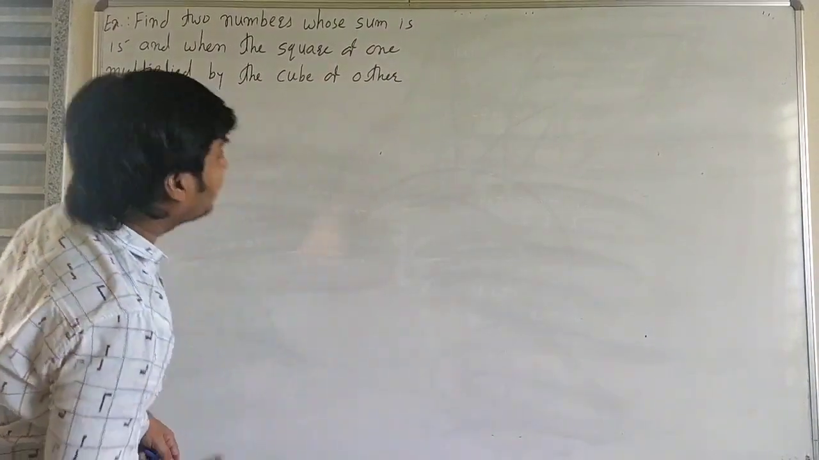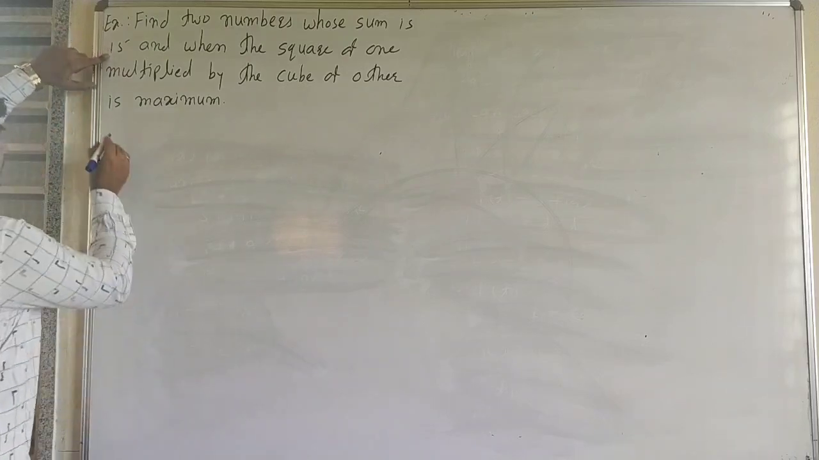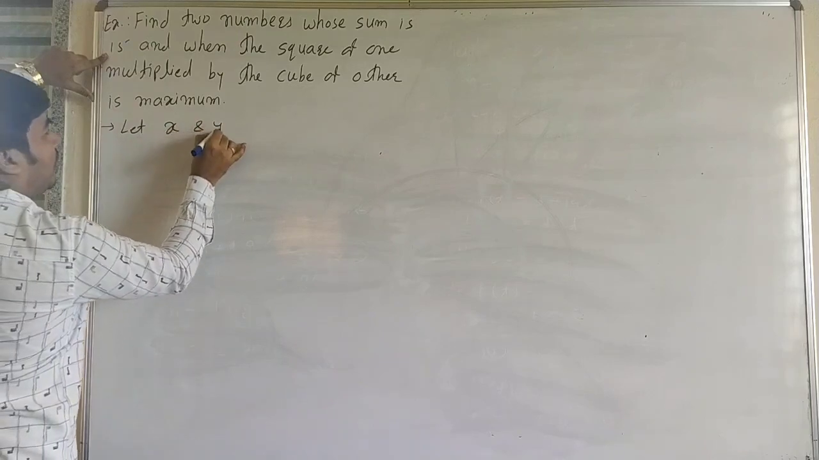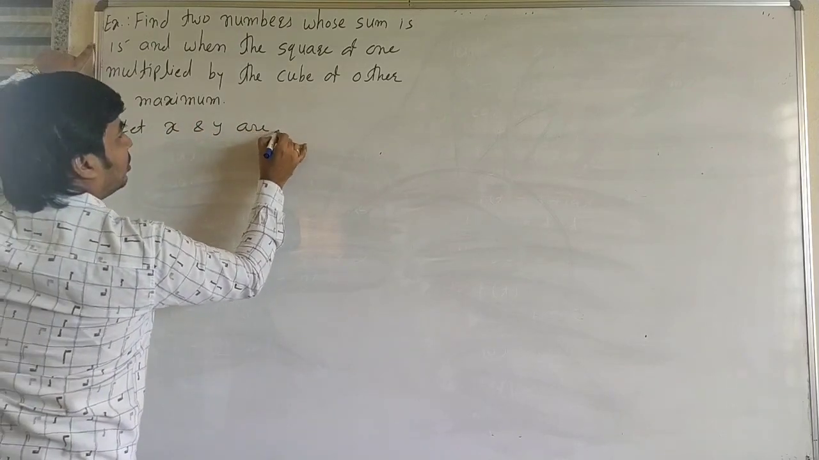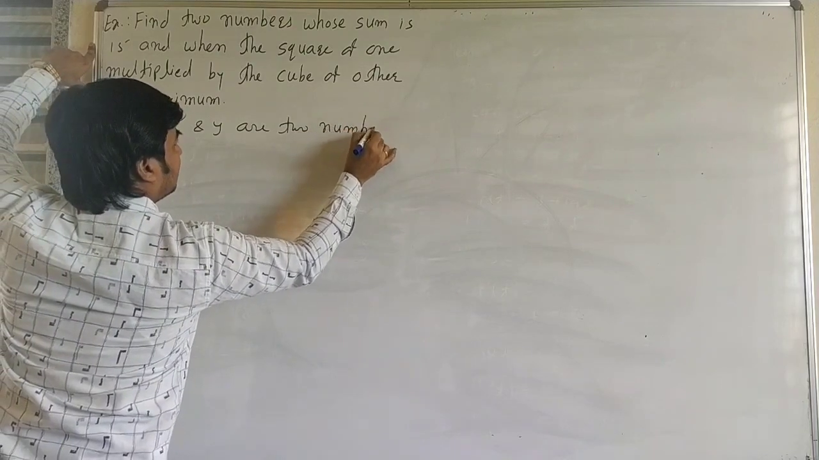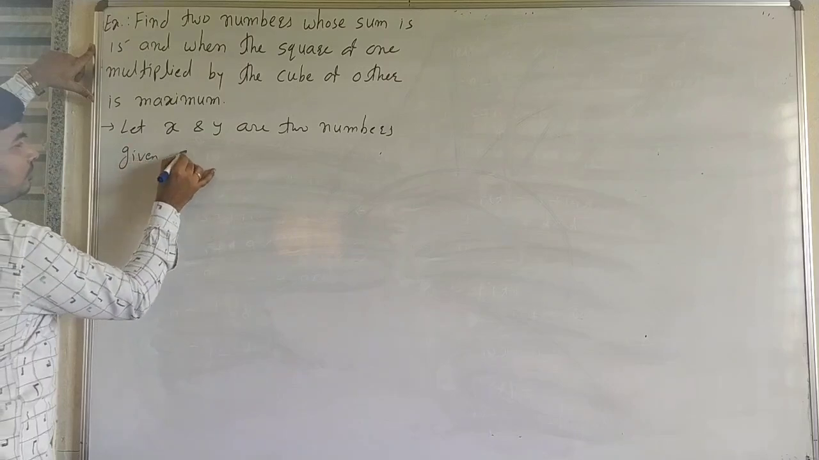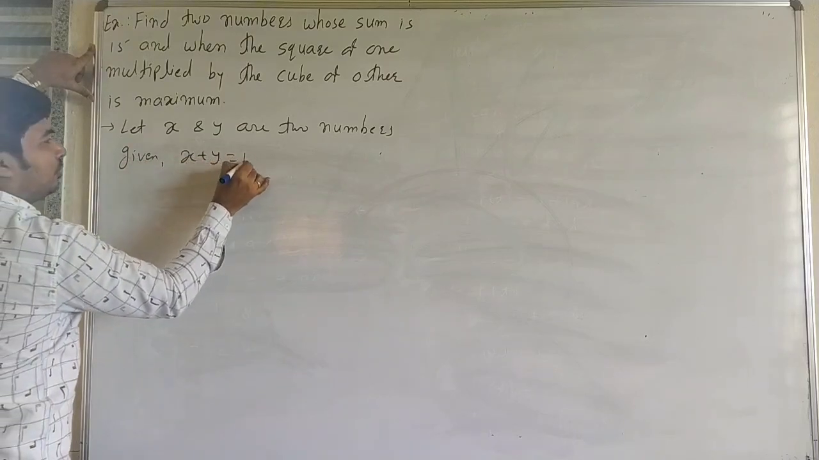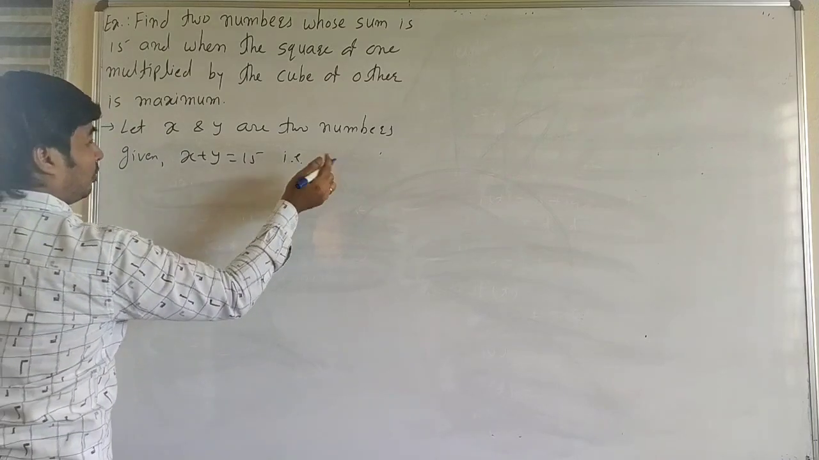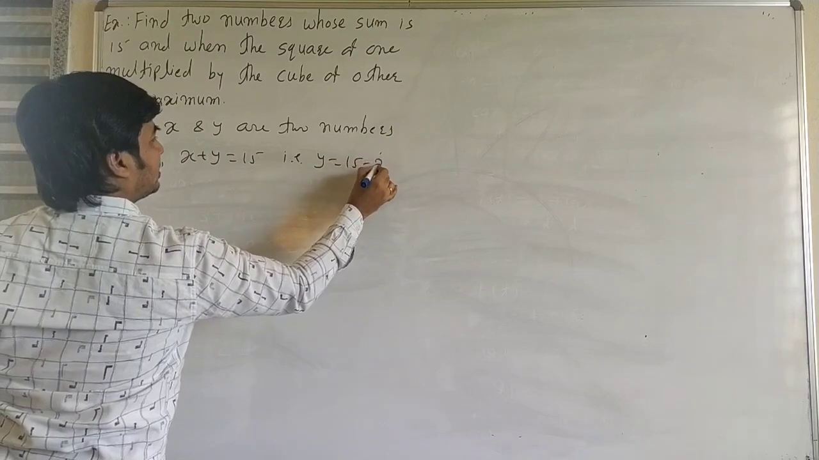Here, find two numbers whose sum is 15. Okay, here let x and y be two numbers. Given x plus y is equal to 15. Find the value of x and the value of y, that is y is equal to 15 minus x.